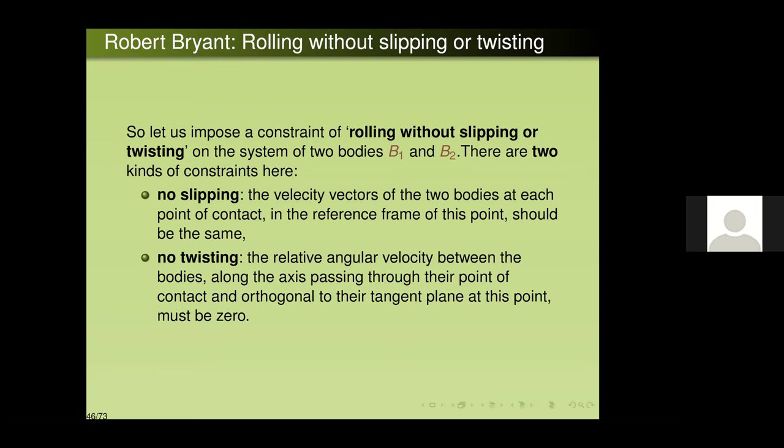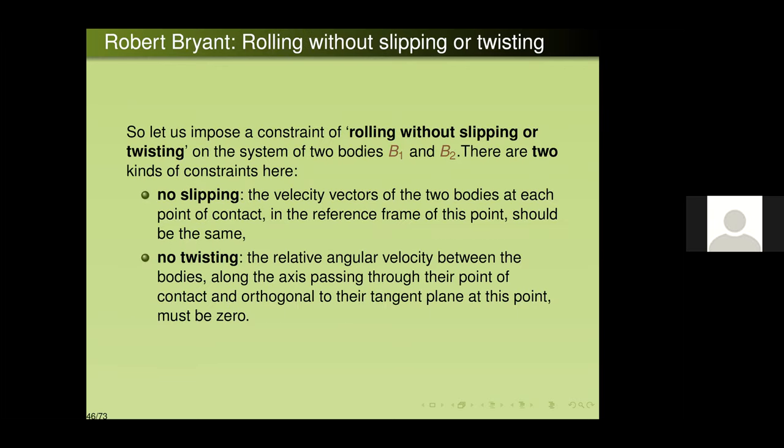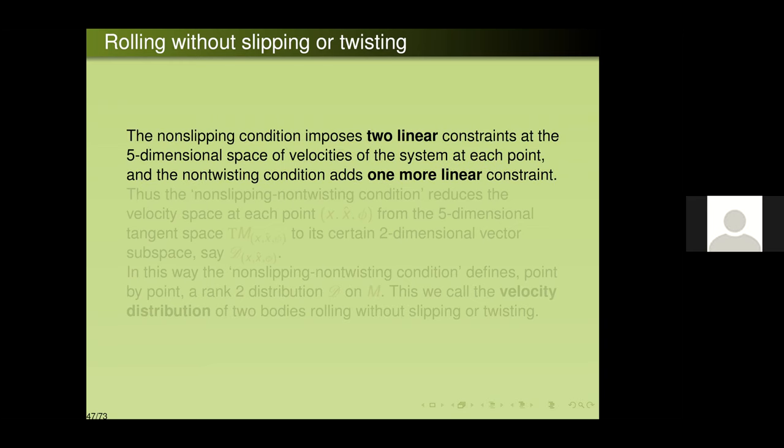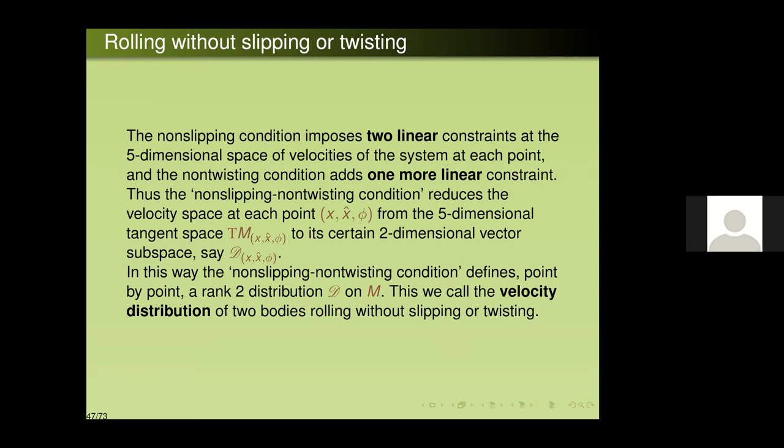slip rotationally, right? So if we think about these two conditions, the first condition, the non-slipping condition, imposes two linear constraints on the five-dimensional vector space of velocities of the system at each point. And the non-twisting condition adds one more linear constraint. So actually, this non-slipping and non-twisting condition puts three linear constraints on velocities at every point. Therefore, the space of all velocities is five-dimensional with three linear constraints. So the non-slipping, non-twisting condition defines a two-plane at every point. It is a two-plane of possible velocities when the bodies are moving without slipping or twisting. So the non-slipping, non-twisting condition defines, point by point, a rank two distribution on a manifold. This distribution we call the velocity distribution of two bodies rolling without slipping or twisting.